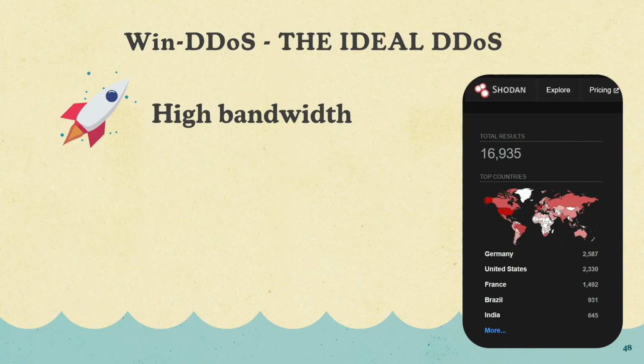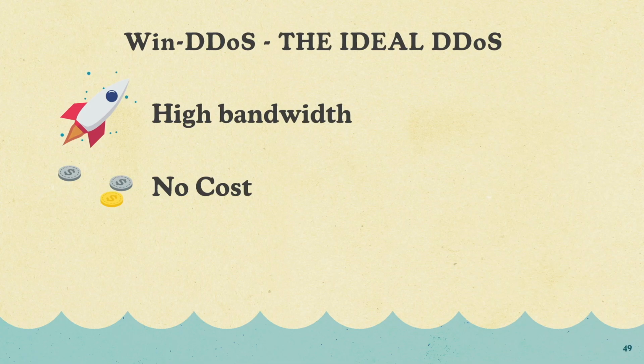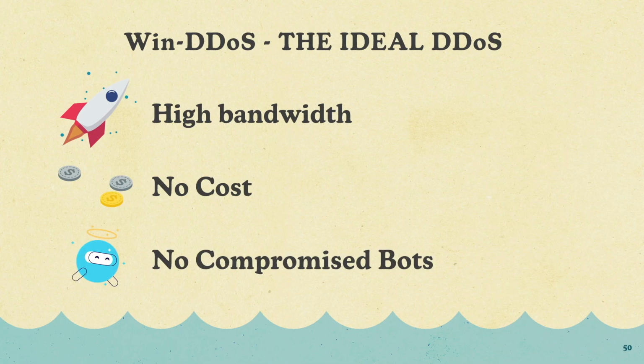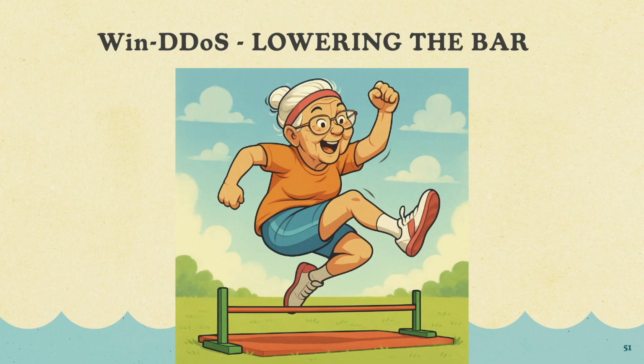Okay, cool. So Win-DDoS can be an ideal DDoS attack. It has a very high bandwidth as it can use the power of tens of thousands of domain controllers around the world. It does not require purchasing anything, and it does not require that the attackers breach into any devices. So no footprint is left on the bots. We believe that if Win-DDoS had not been fixed, such an attack would have dramatically lowered the bar for attackers to conduct a DDoS attack. It can be done from anywhere in a click of a button.